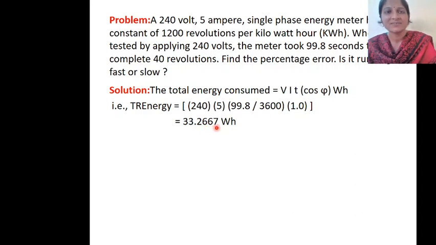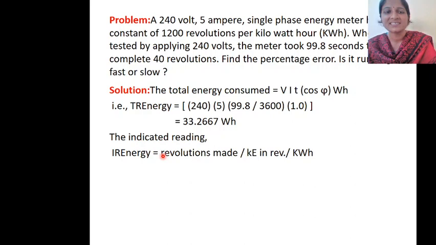So this is the true reading, the total reading. But the indicated reading is nothing but the revolutions made per kilowatt hour, that is, the constant K. What is the constant K here? 1200. And how many revolutions has it done? 40 revolutions. So revolutions divided by revolutions per kilowatt hour will give you the energy in kilowatt hours.